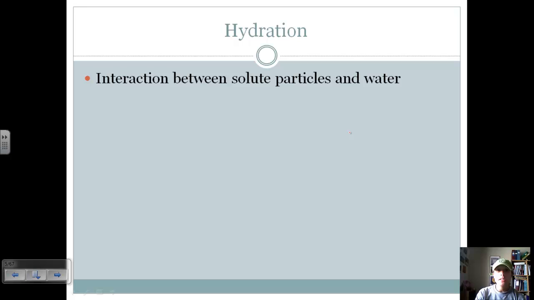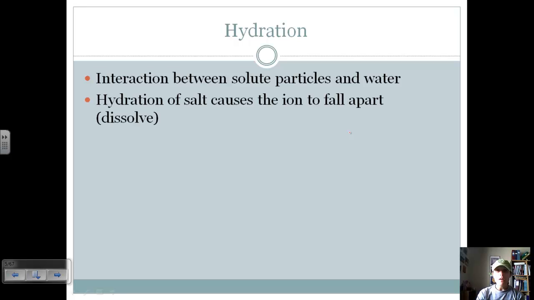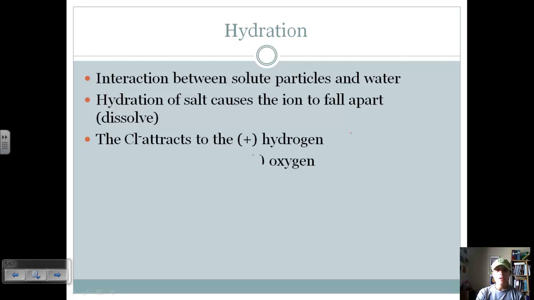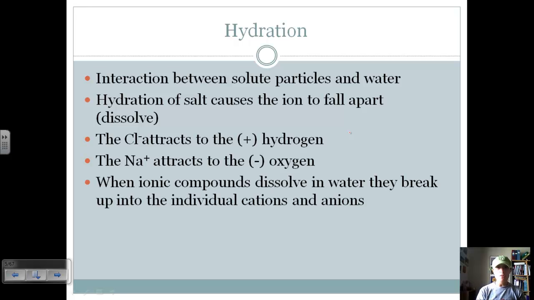Okay, so hydration is the interaction between solute particles and water. So it's basically dissolving. So the hydration of salt causes the ion to fall apart or to dissolve. Remember, salt is NaCl, or sodium chloride. So the negative chlorine attracts to the positive hydrogen. Remember, we said that the hydrogen had a partial positive charge, and the positive sodium attracts to the partially negative oxygen, and so it pulls that ion apart because the chlorine and the sodium are attracted to different charges.